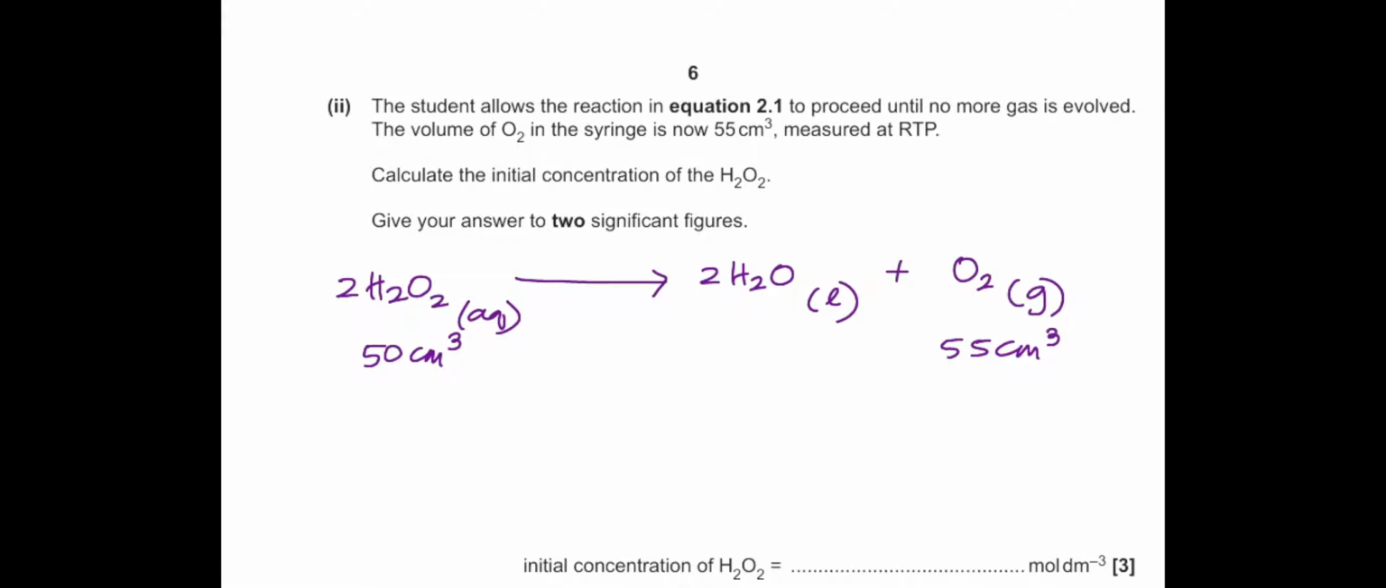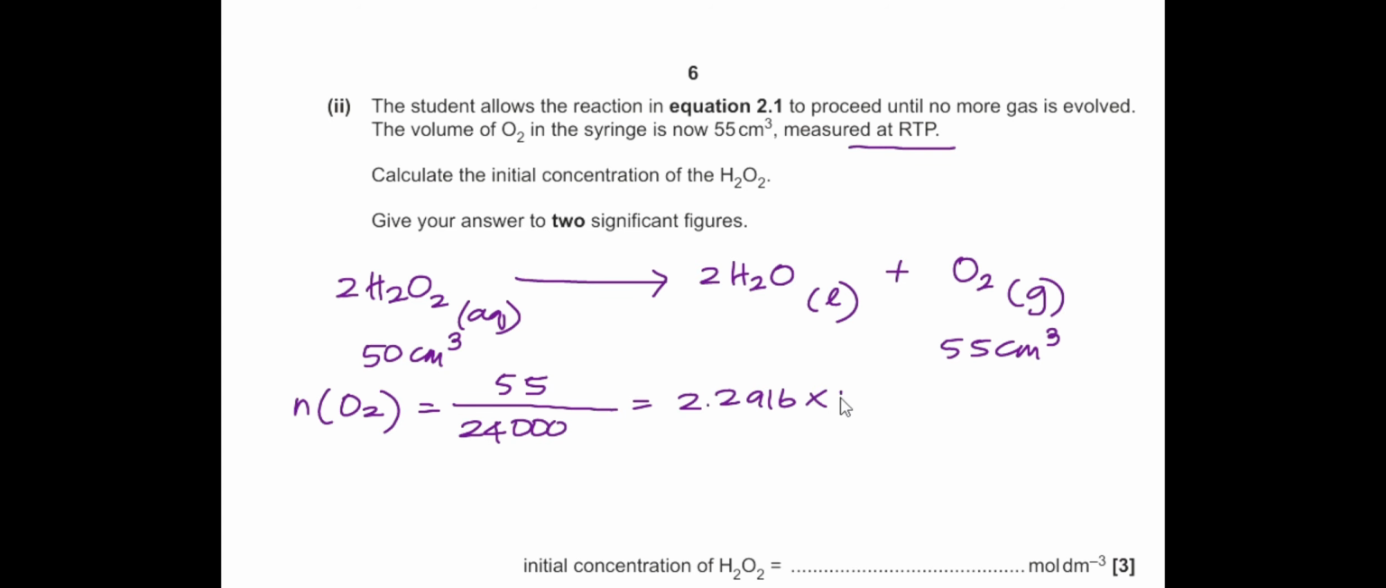Remember that 1 mole of any gas at room temperature and pressure will occupy 24 liters. So number of moles of oxygen in 55 cubic centimeters will be 55 divided by 24 liters, which is 24,000 cubic centimeters, which is equal to 2.2916 times 10 to the power of minus 3.